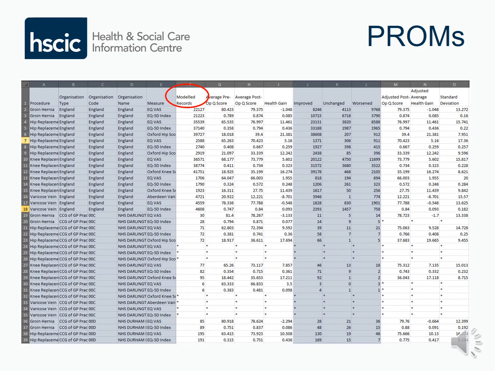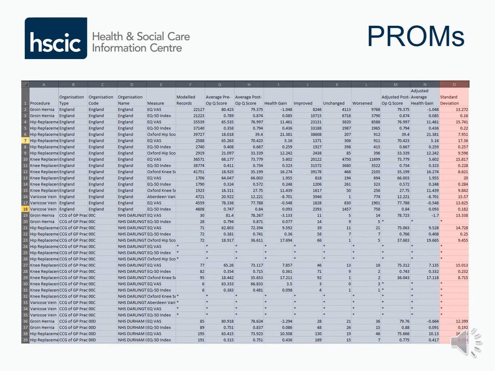Using modelled records, we are able to calculate the average health gains that take into account the differences between hospital trusts in the kind of patients they treat, allowing for fair comparisons. This file shows, for each procedure, measure and organisation, counts of modelled records, unadjusted pre- and post-operative scores, and adjusted average health gains.